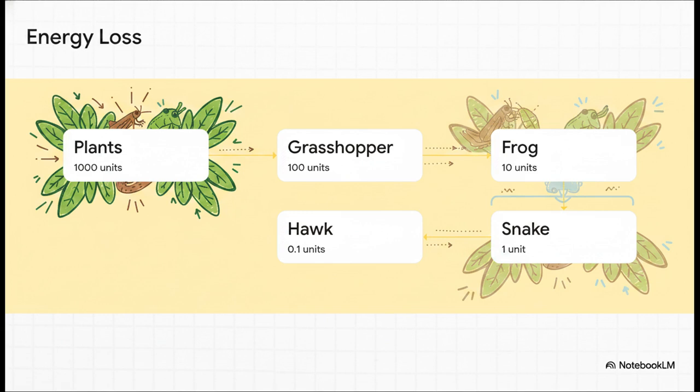Imagine a patch of plants starts with 1,000 units of energy. When a grasshopper eats those plants, it only gets 10% of that, so 100 units. Then a frog eats the grasshopper, it only gets 10% of that, just 10 units. A snake eats the frog, now we're down to one single unit. And finally, a hawk swoops down and eats the snake, and it receives a tiny, barely there 0.1 units of that original plant energy. By the time we hit the top of the chain, the available energy has literally plummeted.